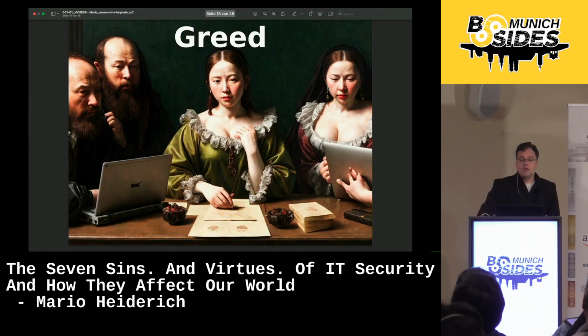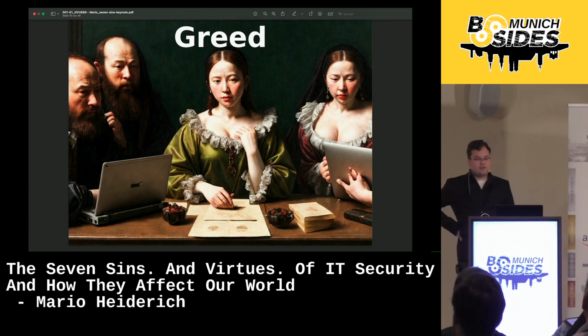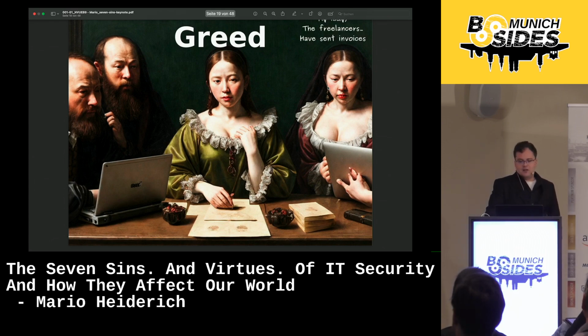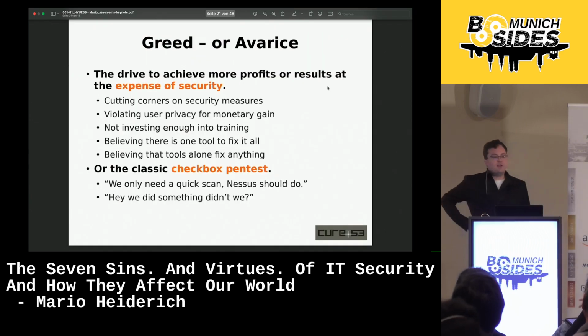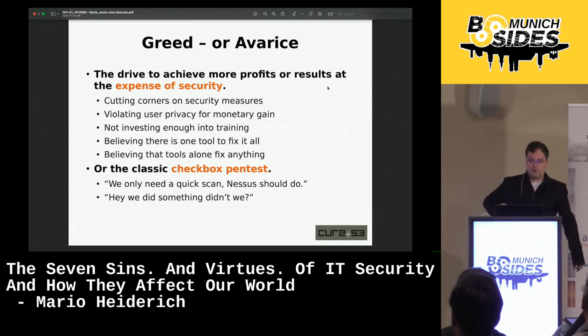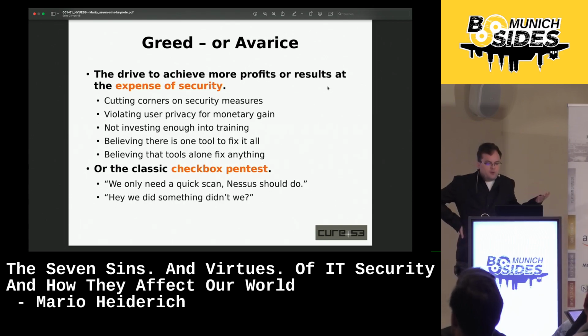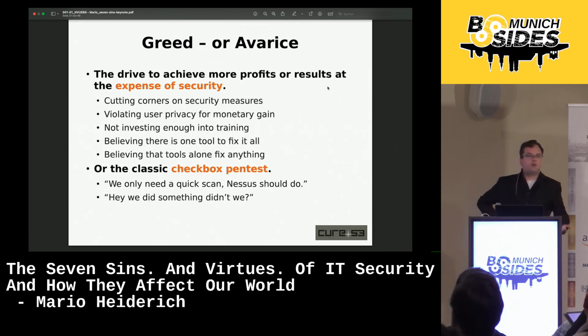Then we have, of course, the topic of greed. And greed is very interesting in our field because we can attribute lots of things to it. Greed eventually boils down to the idea of achieving more profit at the expense of other important things, such as, for example, security. Cutting corners here and there, violating user privacy for monetary gain, and so on and so on. Or last but not least, not giving your employees proper training anymore and refusing to finance training at conferences and events like this one.